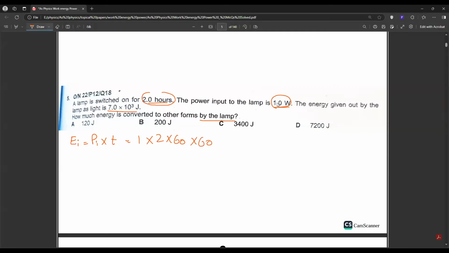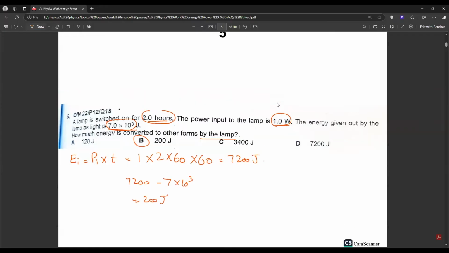What is the energy input here? The energy input here is 7200 joules. Perfect. Only 7.0 × 10^3 joules is converted into light. How much energy is converted into other forms? Subtract it. 7200 minus 7 × 10^3. 200 joules comes out to be your answer.